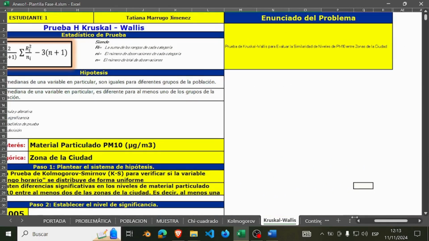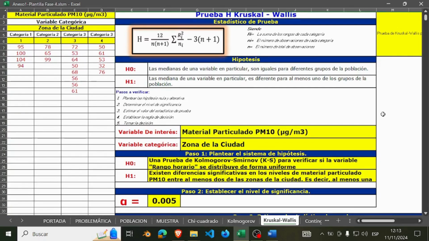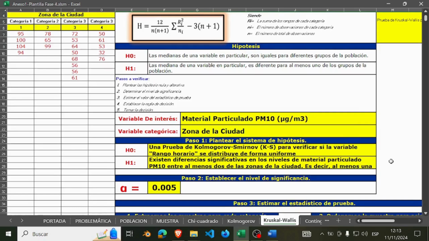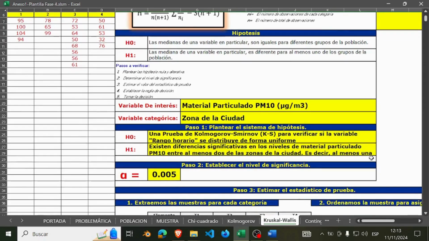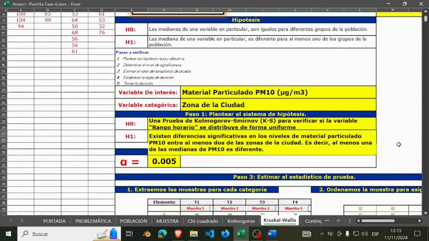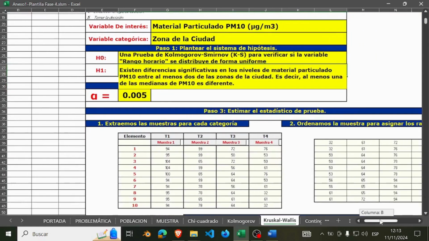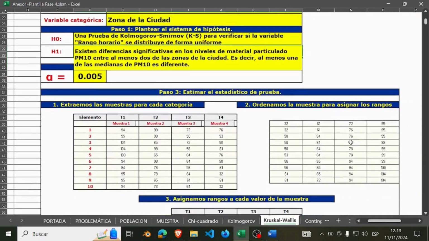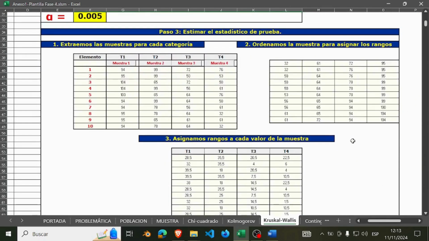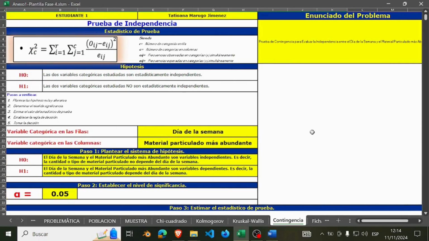Kruskal-Wallis test. The Kruskal-Wallis test is used to assess whether there are significant differences in the medians of several independent samples. In this exercise, PM10 particulate matter levels were compared across different city zones. The value of the H statistic was 27.457, which is greater than the critical value of 12.838. This leads us to reject the null hypothesis, indicating that there are significant differences in PM10 levels across the zones.